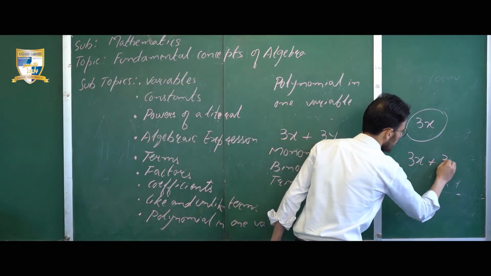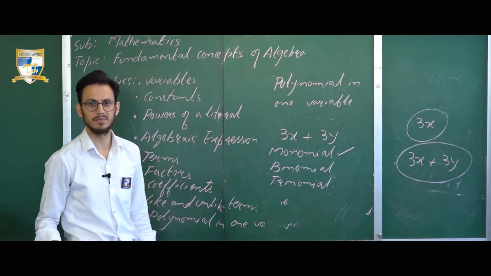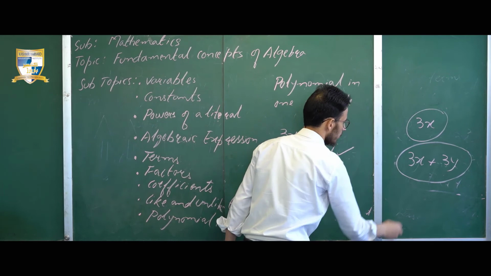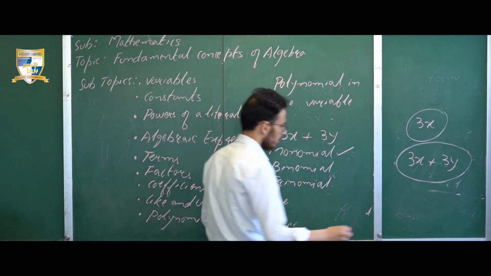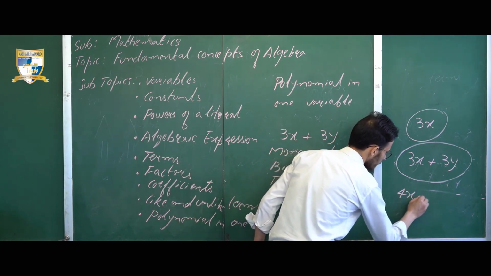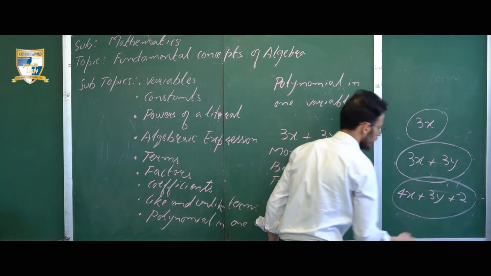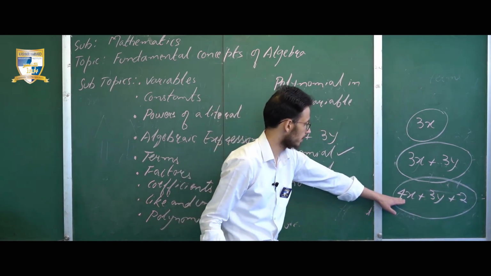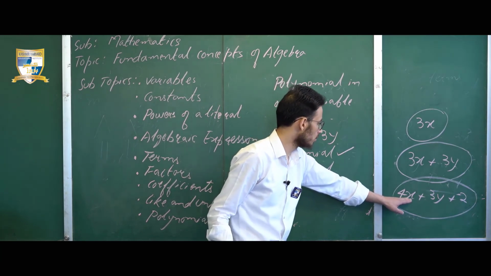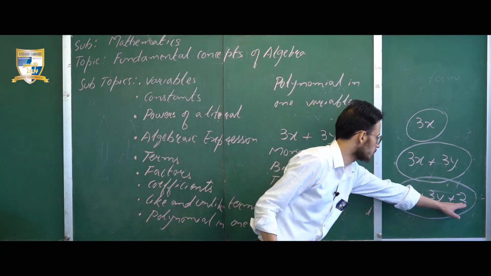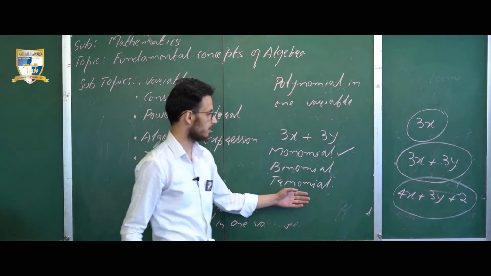2x plus 3y. Here we can see in this example, we have two terms in the expression. So this expression is called a binomial. And one more example, 4x plus 3y plus 2. Here the number of terms is 3, because terms are separated with plus or minus signs. So depending upon the number of terms, it is considered a trinomial.